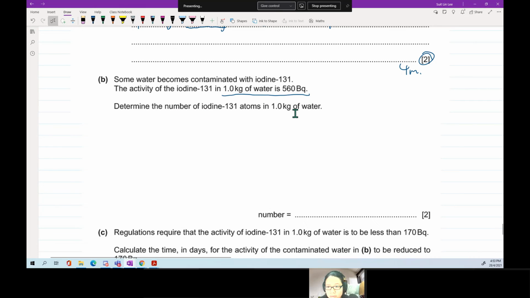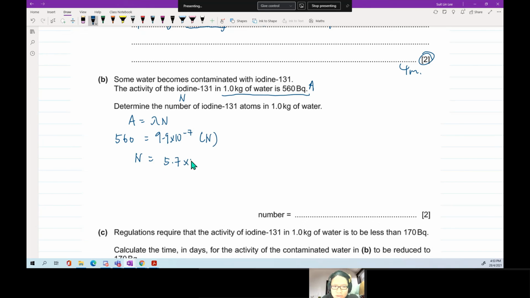Determine the number of iodine 131 atoms in 1 kg of water. So this is what I mean by using the equation and also thinking about particles. Okay, so I have activity. This is activity. I want to find N. A is lambda N. So this one is 560. Do we have lambda? Remember? This one, 9.9 times 10 to the power of negative 7, times N. So we can press our calculator and we'll find that N is 5.7 times 10 to the power of 8. So we have this many iodine nuclei inside my 1 kg of water.